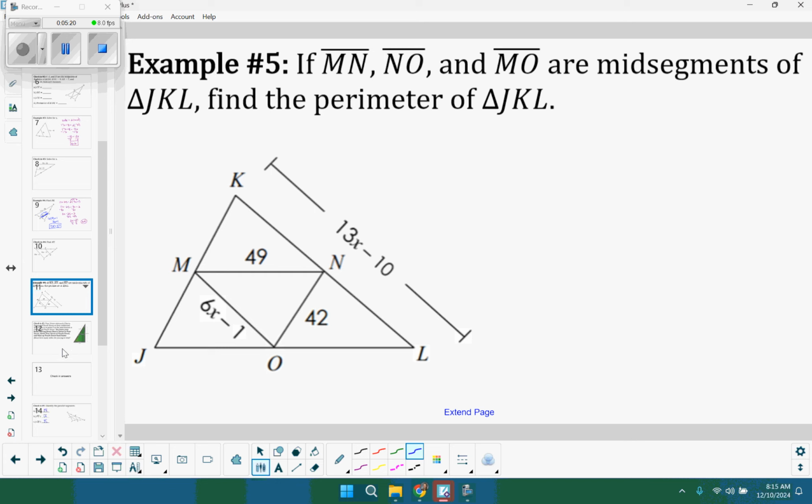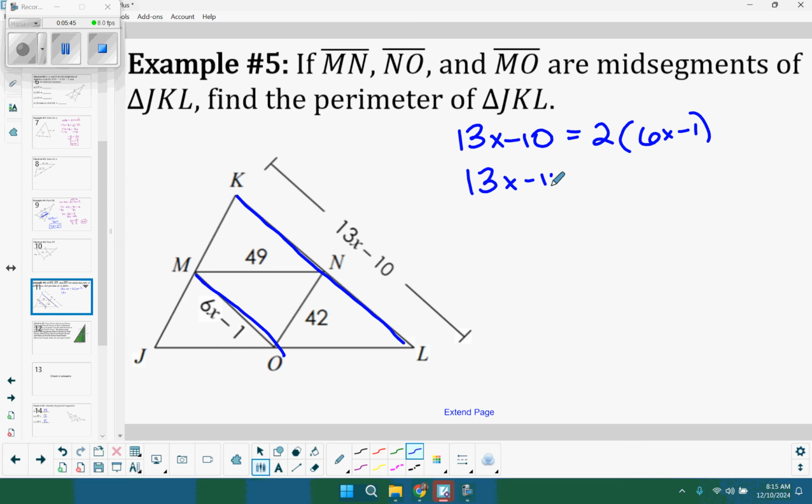Okay, so for this last example, we have the midsegments of triangle JKL. We want to find the perimeter of all of JKL. So I do have this side here, KL, which would be parallel to this midsegment here, 6x minus 1, MO. So I'm going to set up my side equals 2 times the midsegment, because I need to know what x is. Let's distribute here. That's going to be 12x and minus 2. Let's get rid of 12x. We'll add 10. We get x is 8.